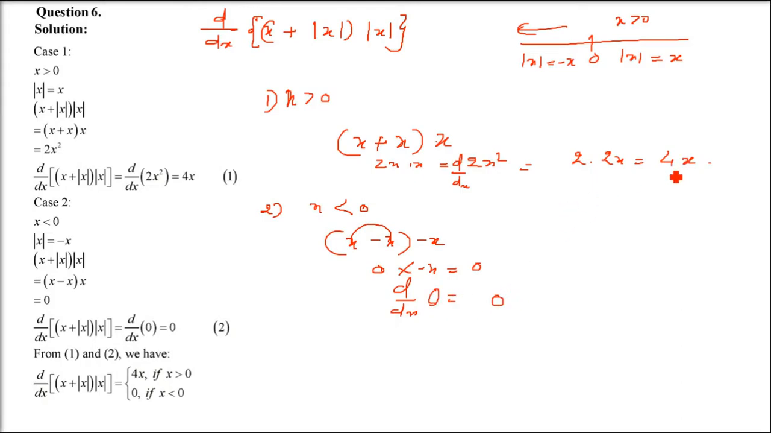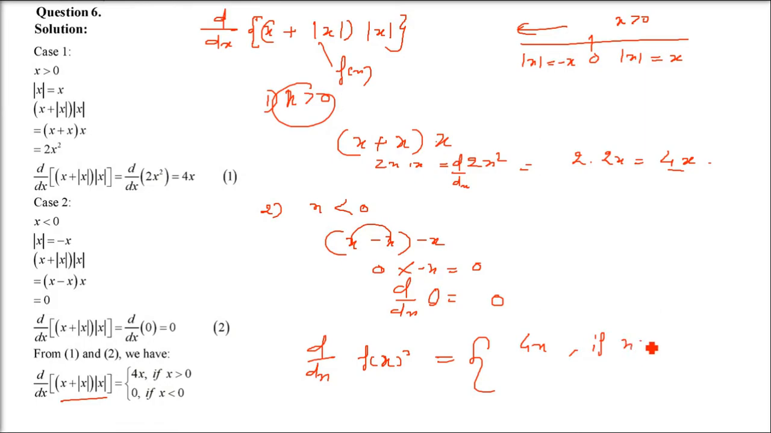So now how are we going to write? 4x and 0 has come. So we'll write d by dx of f x. I am assuming it to be f x. D by dx of f x equals 4x if x is greater than 0 and 0 if x is less than 0.